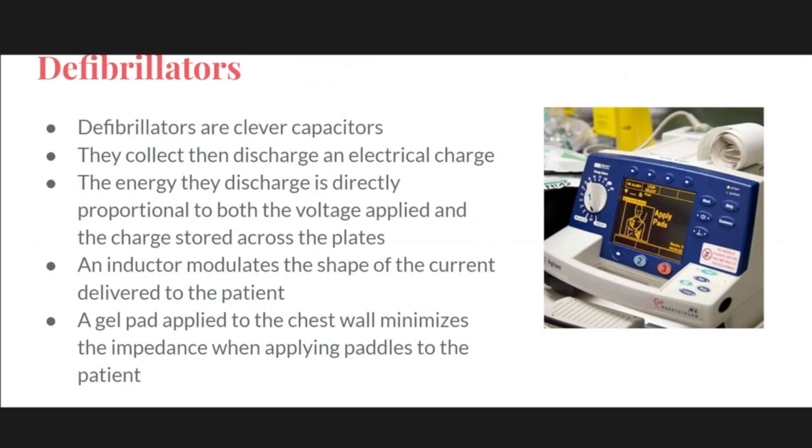As I mentioned before, defibrillators are a type of clever capacitor. They collect and they discharge the electrical charge. Essentially they have features that make this more efficient and more safe, including the gel pads, which basically minimize the impedance when you apply the paddles, although we don't use paddles anymore. That's very dated, but we still obviously apply pads which have jelly on them, and that will minimize the impedance.